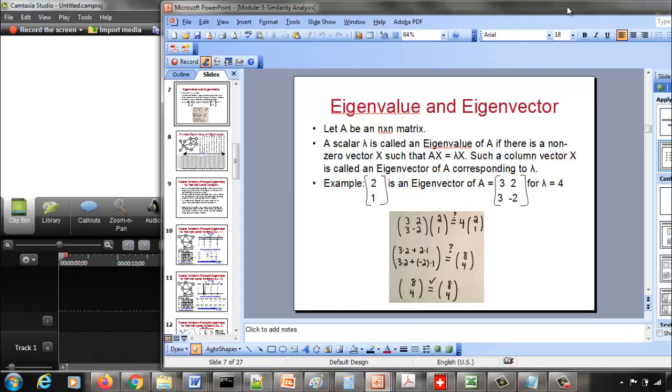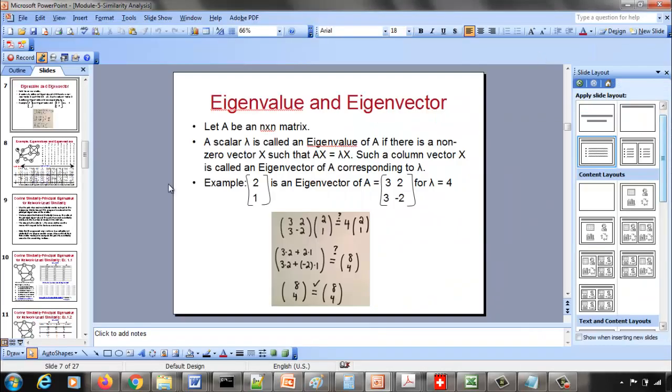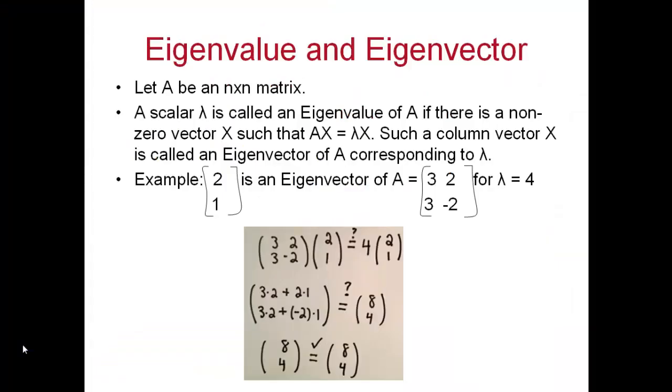Okay, so now we are going to look at using the cosine similarity measure to compute the network level similarity, and for that we need to have an understanding of what an eigenvalue is as well as an eigenvector.